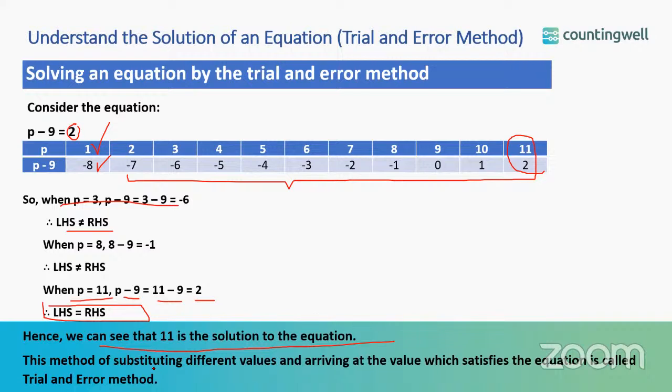This method of substituting different values and arriving at the value which satisfies the equation is called the trial and error method. Means we are doing some trial and errors. We are randomly substituting the values starting from 1, keeping different values for p, and checking whether we get the RHS as 2 or not.